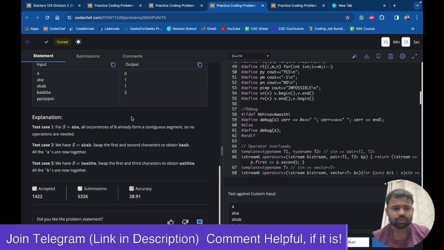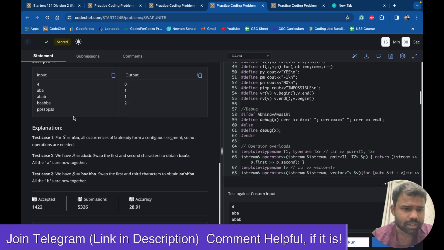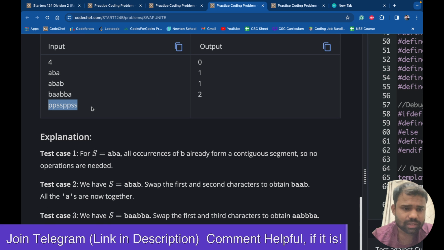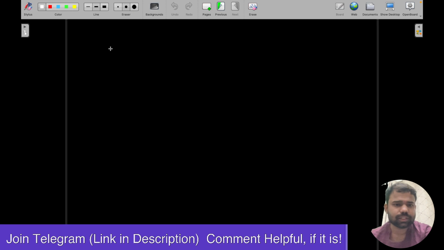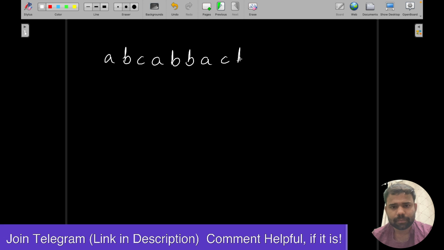Yeah. So for example, this is also not a good one. Okay, wait, let me search for something. Let's say it's A, then B, then C, then A, B, B, A, C, B. Okay, this is I think a good test case.